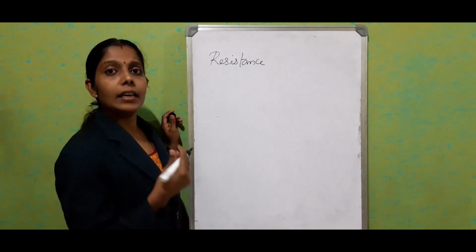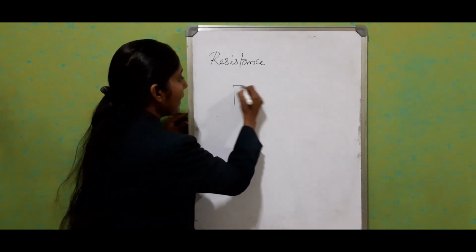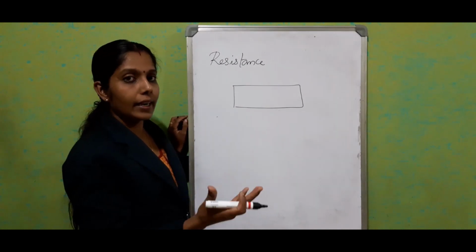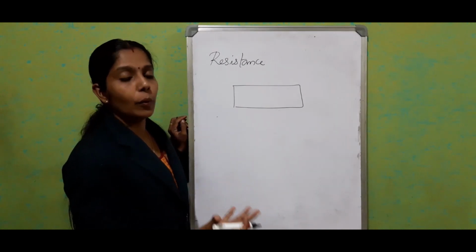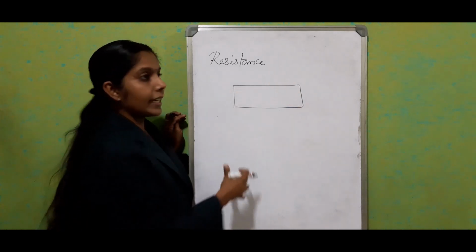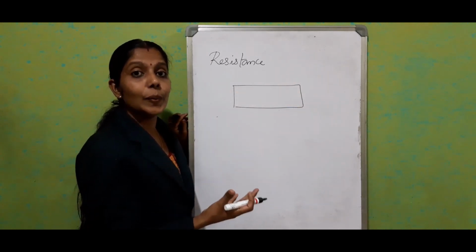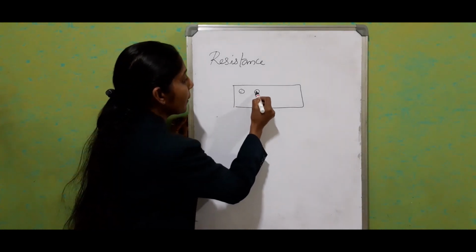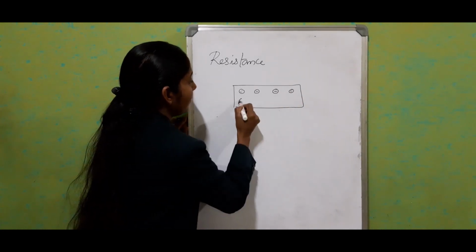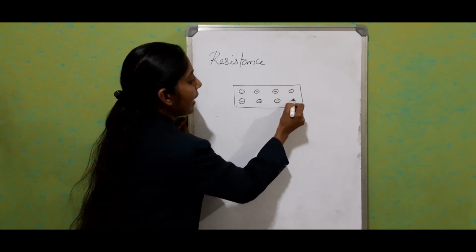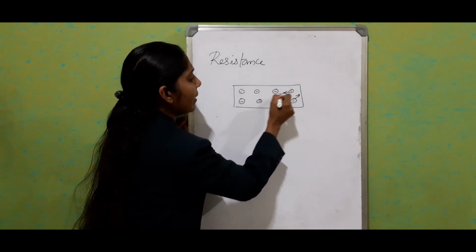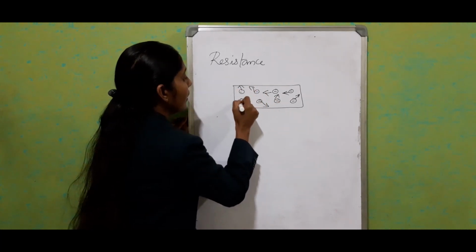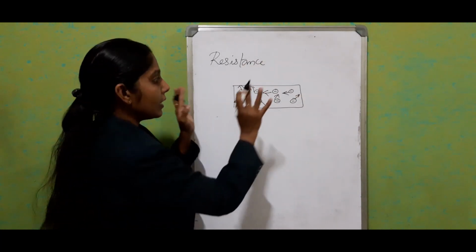If we consider a conductor, it has a lot of free electrons. In conductors, the number of free electrons will be more. So in normal condition, all these electrons will be in random movement. Consider these are the electrons, and all of them are moving randomly in different directions. Now this is the normal condition.